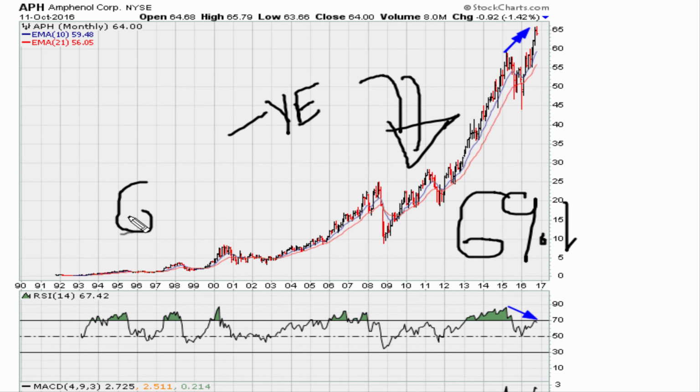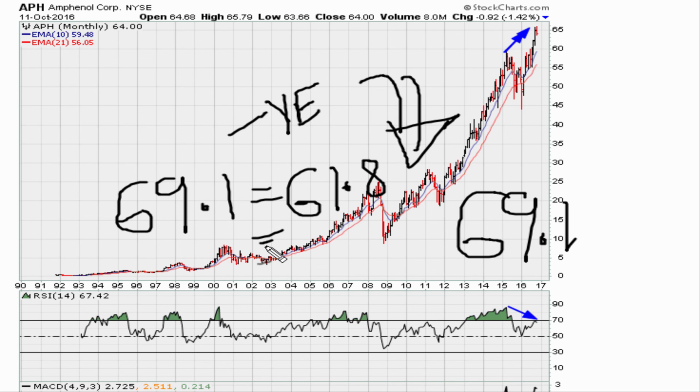Now this number, 69.1, and I don't want to confuse anybody, I'll have a link to all this and a video explanation. 69.1 is another variation of 61.8. Bear with me because I don't want to go into this here. Check the description for an explanation of how this works.